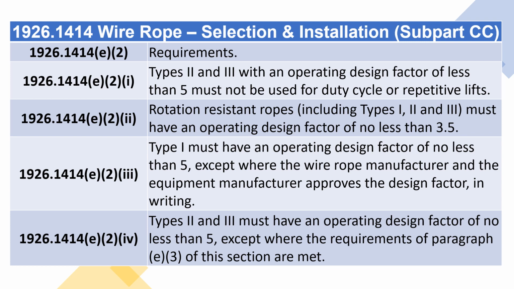1926.1414(e)(2) Requirements. 1926.1414(e)(2)(i) through (e)(2)(iv). Types 2 and 3 with an operating design factor of less than 5 must not be used for duty cycle or repetitive lifts. Rotation-resistant ropes, including types 1, 2 and 3, must have an operating design factor of no less than 3.5. Type 1 must have an operating design factor of no less than 5, except where the wire rope manufacturer and the equipment manufacturer approves the design factor in writing. Types 2 and 3 must have an operating design factor of no less than 5, except where the requirements of paragraph (e)(3) of this section are met.